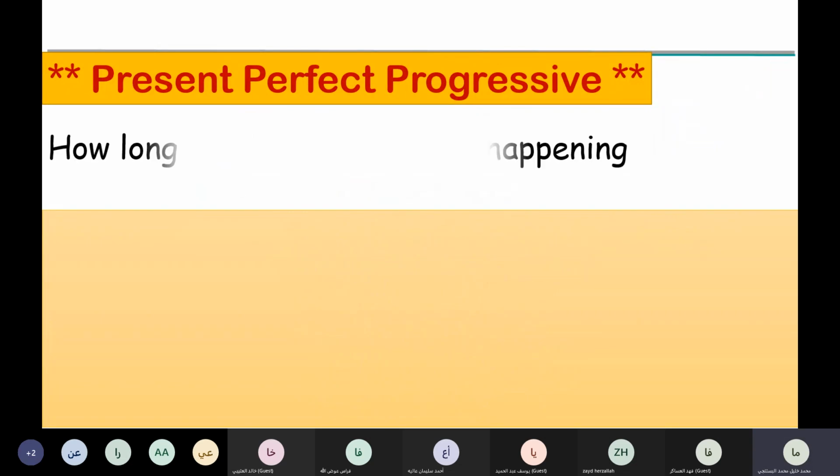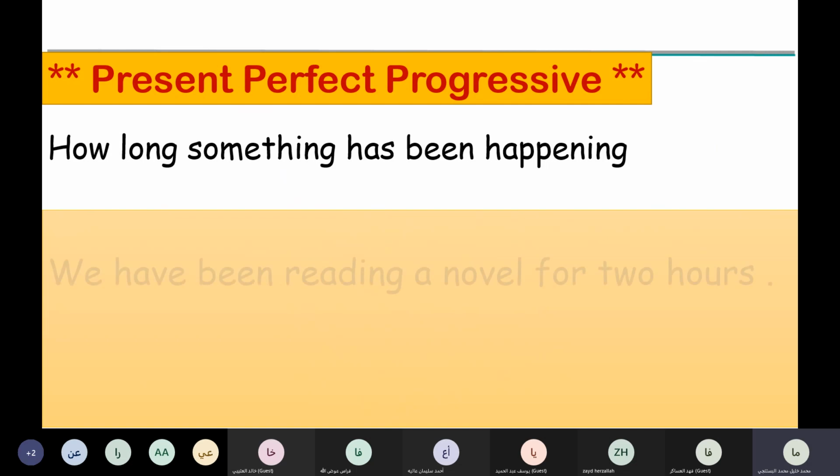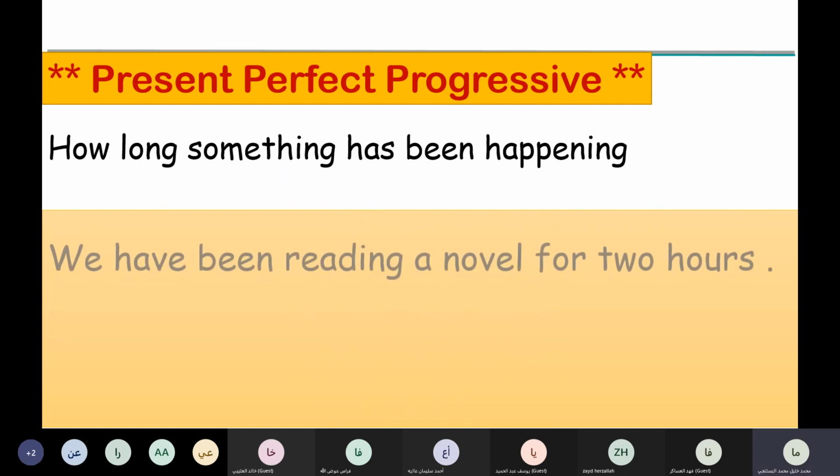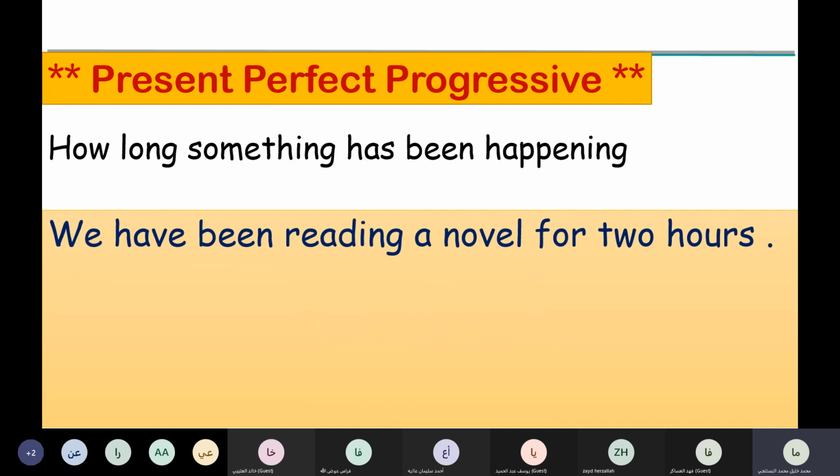Present perfect progressive. Here, if you want to ask about the period of time, we ask with what? How long? How long something has been happening? Read the example. We have been reading a novel for 2 hours. Started 2 hours ago. Still what? Reading up to now. And we may continue in the future. We have been reading a novel for 2 hours.